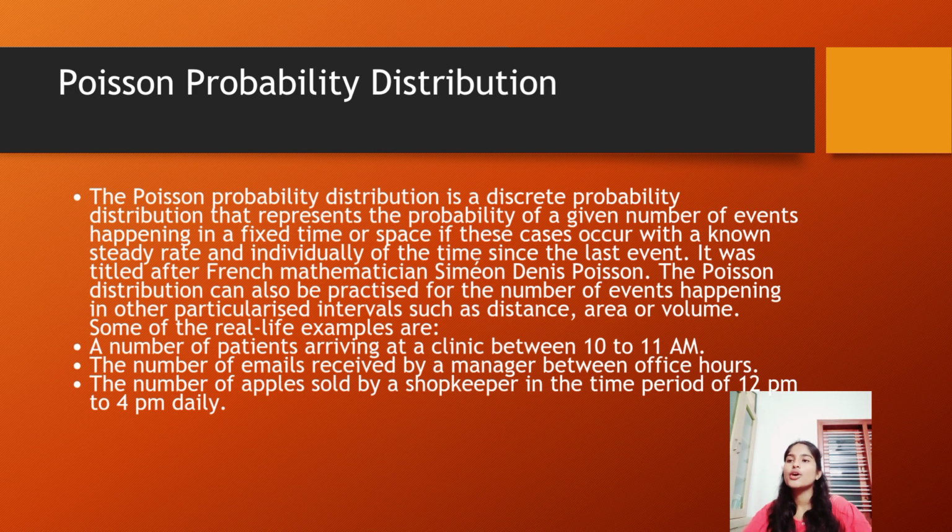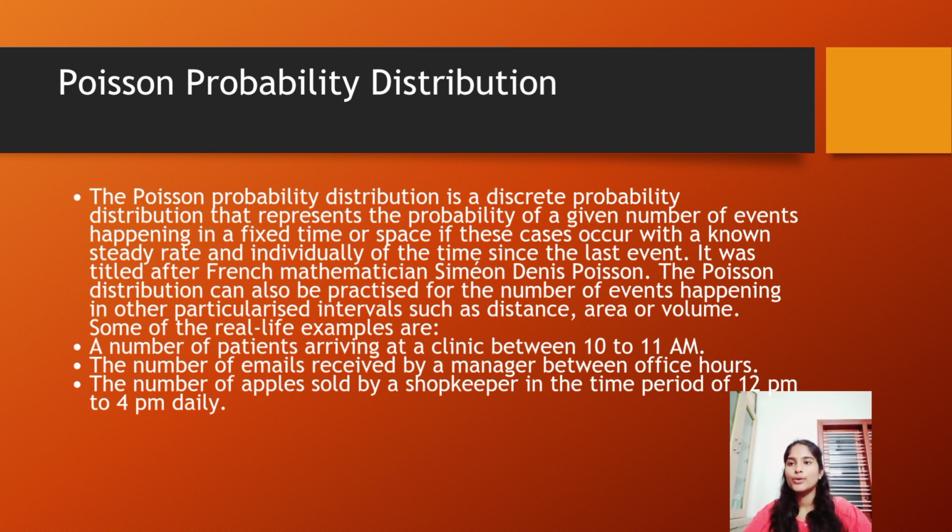Poisson probability distribution. The Poisson probability distribution is a discrete probability distribution that represents the probability of a given number of events happening in a fixed interval. These events occur with a known steady rate and independently of the time since the last event. It was named after French mathematician Simeon Denis Poisson. The Poisson distribution can also be used for the number of events happening in other specified intervals, such as distance, area or volume.